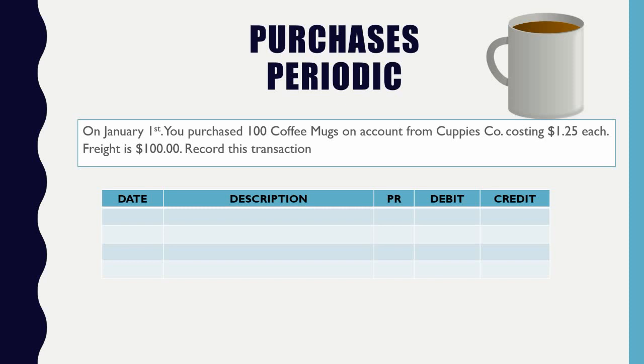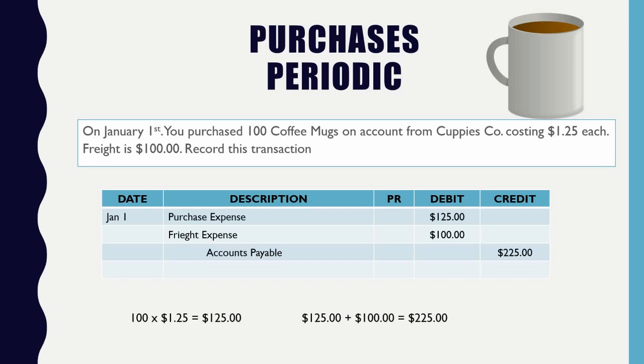So first, we have to make a purchase. We purchase 100 coffee mugs, with the freight costing you $100. So here you go: purchase expense, freight expense, and accounts payable because we put it on account. Exactly just like this.